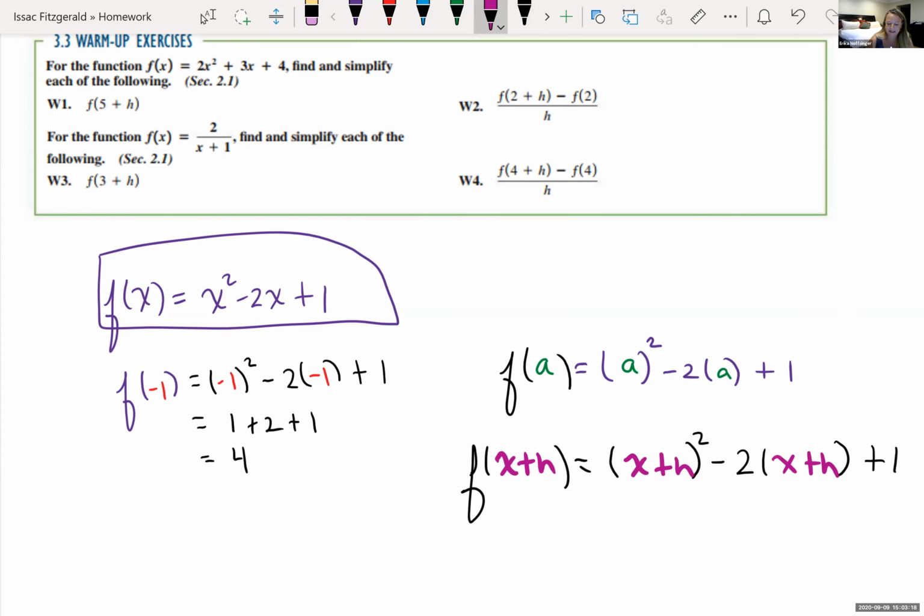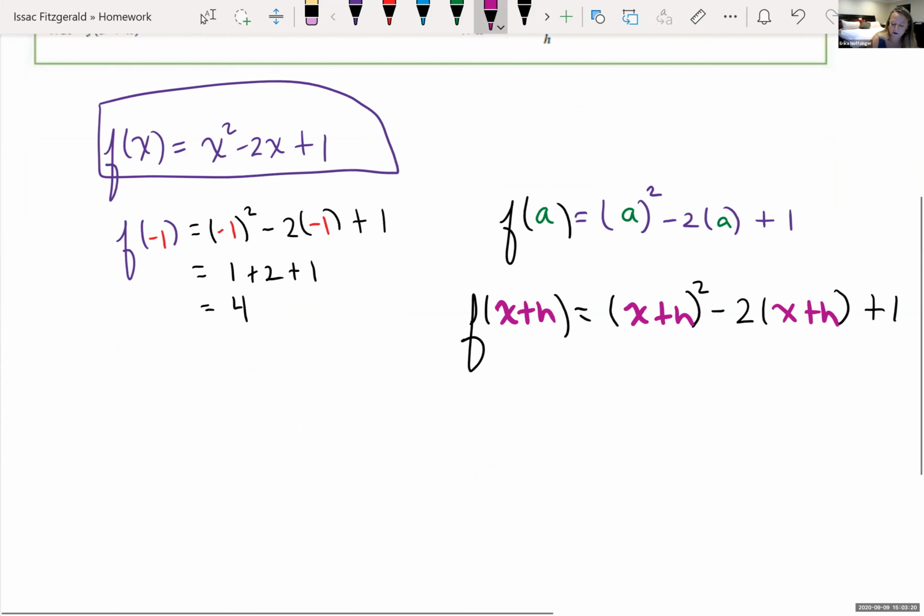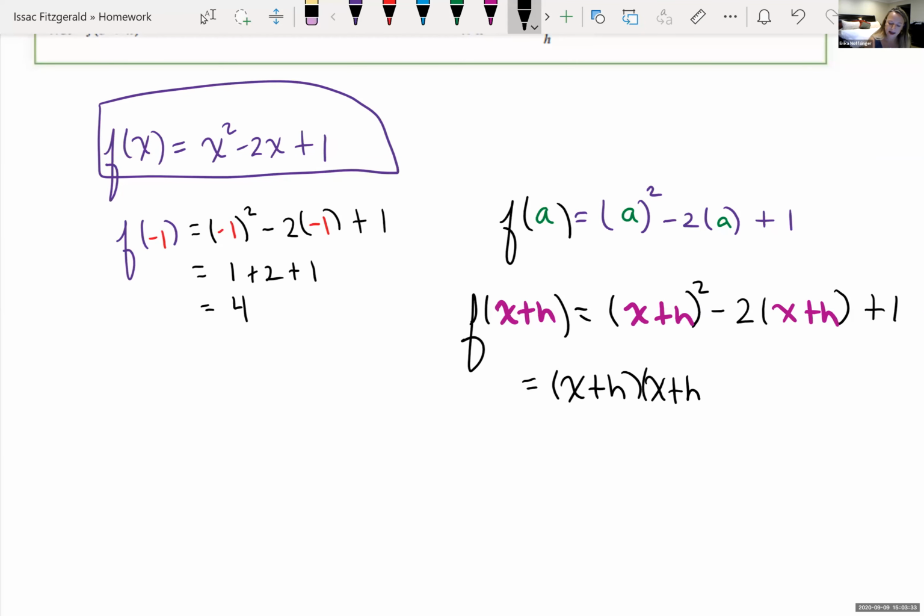This we can simplify a little bit. So be careful, x plus h quantity squared. I can't just square both of those terms. That's telling me to take everything in that whole parentheses and multiply it by itself twice. So x plus h times x plus h. I can distribute, and when you're distributing, make sure you carry the sign in front of the number. So distribute the negative 2 to that quantity x plus h. We get negative 2x minus 2h plus 1.